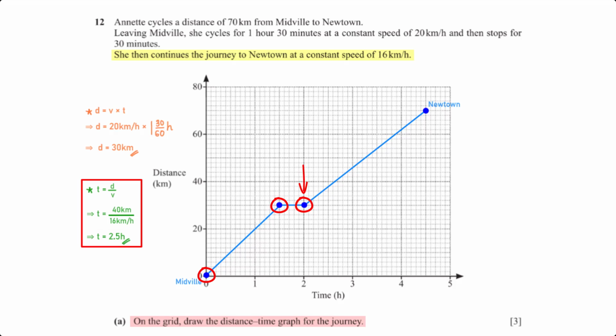2 plus 2.5 hours is 4.5 hours. So we mark the final point, 4.5 hours, 70 kilometers. So now we connect all the points with straight lines.